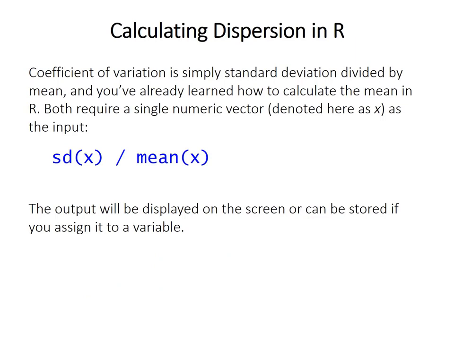I don't know of a built-in function to do coefficient of variation in the base version of R at least, but it's not really necessary. It's just standard deviation divided by mean. You know both those functions, so you can calculate it pretty easily. The output of this and any function can be displayed to the screen if you just type it, or you can assign it and store it as a variable.